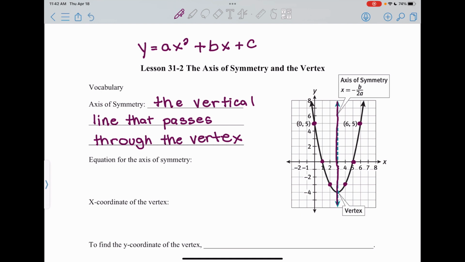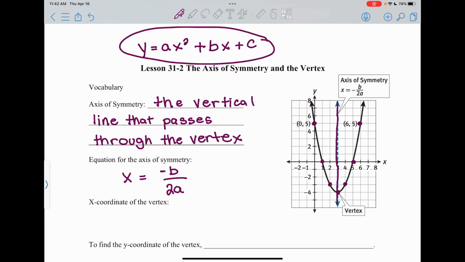And up until this point, we've needed to know what the vertex is in order to draw our axis of symmetry. But in this video, we are going to learn that we can solve for the equation of the axis of symmetry by saying x equals negative b over 2a. And these letters come from the standard form of a quadratic equation, where a is the coefficient in front of the x squared term, b is the coefficient in front of the x term, and c is the constant.